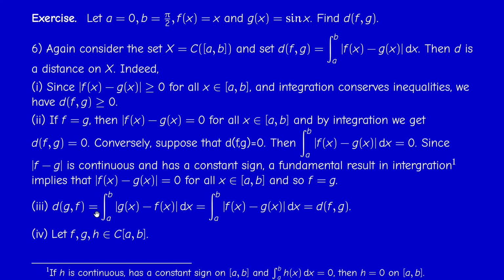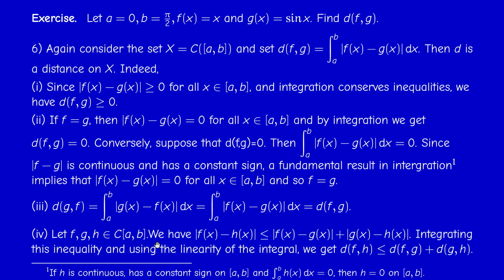Symmetry is clear, because the absolute value of g minus f is the same as the absolute value of f minus g. Triangle inequality, almost trivial. We use the triangle inequality for absolute value as usual. So the absolute value of f of x minus h of x is less than or equal to the sum. And I integrate. We know that integration conserves inequalities. So the integral of this first term is less or equal than the integral of the sum. But the integral of the sum is the sum of the integrals. So it's equal to the integral of this plus the integral of this. And we get precisely on the left-hand side d(f,h), and on the right-hand side d(f,g) plus d(g,h).